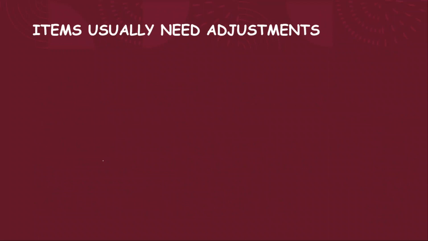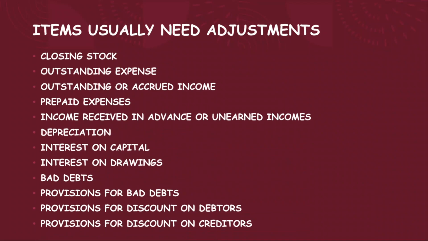So which are the items which usually need adjustments? This is your closing stock. Outstanding expenses means those expenses which are not paid this year. Outstanding or accrued income means income has arisen but not received. Prepaid expenses are expenses made in advance, for which we already paid. Like, I have already paid the electricity bill for next year also, an advance payment I have made. So this is your prepaid expenses.